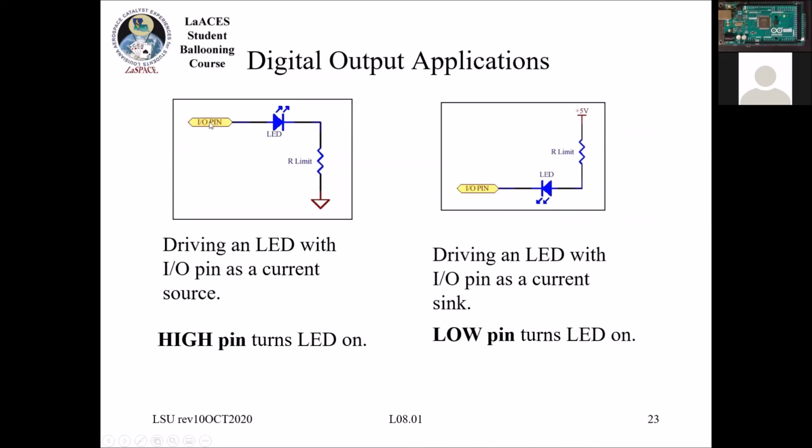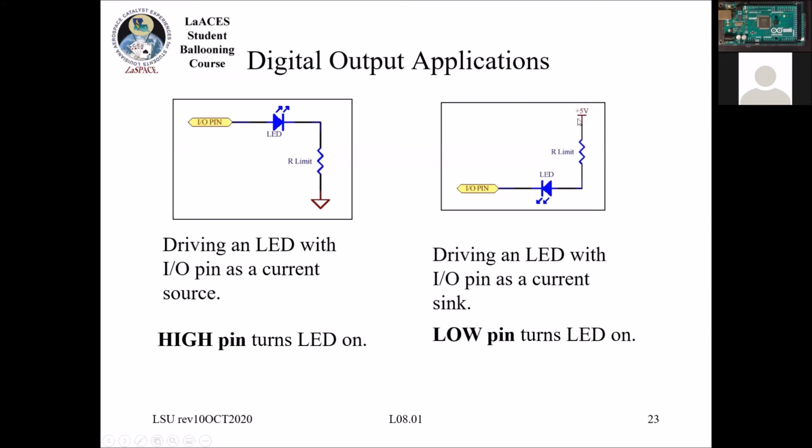So just as an example, a pretty simple example of a load is just an LED. So if I'm using my I/O pin as a source, I would put the LED here and the limiting resistor here, and I'm connected to ground. Now, a key thing to note is it doesn't really matter. I could swap the position of the LED and the limiting resistor, and it would function exactly the same. What makes it a current source is the fact that I'm connected to ground on the other end of the I/O pin.